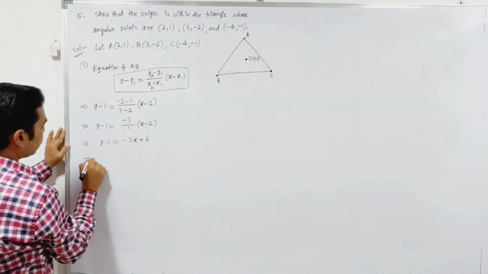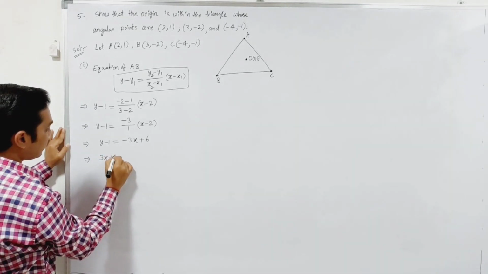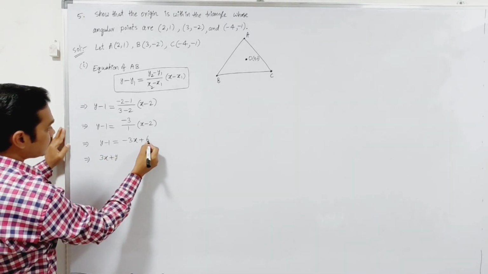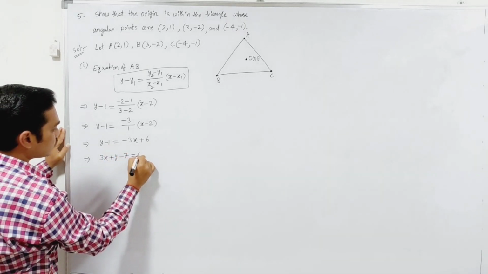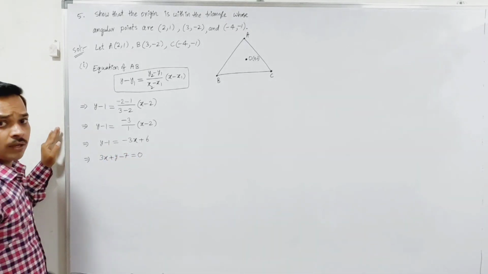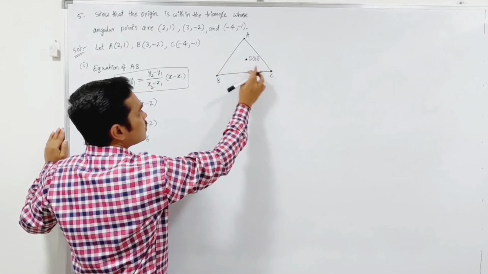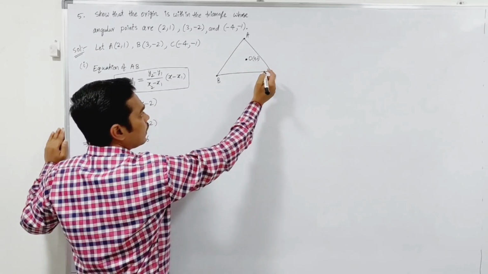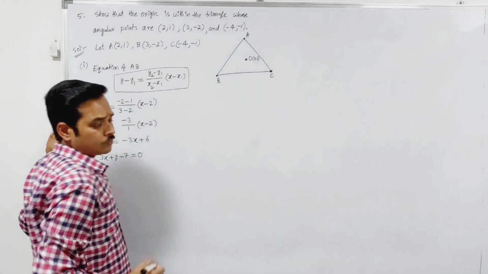So from this equation, plus 3x plus y, and take plus 6 to the left side, minus 1 minus 6, that is minus 7, equals 0. This is the equation of AB. After finding the equation of AB, verify the position of the remaining 2 points. What are the remaining points? Vertex C and origin O.